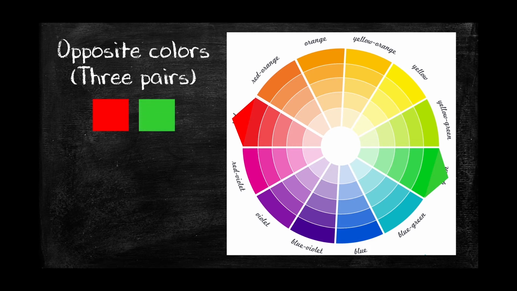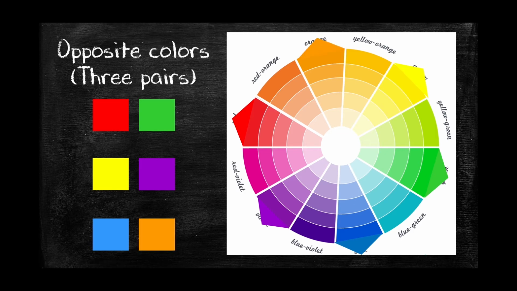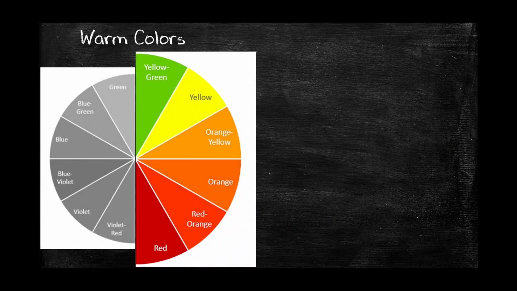Our next primary color is yellow. If we go right across the color wheel from yellow, we come to purple or violet. This pair is going to have a lot of contrast. Let's go to blue, our third primary color, and then let's go across the color wheel to its complement, which is orange. Half of our color wheel is warm colors, colors like red, orange, yellow, and yellow-green.